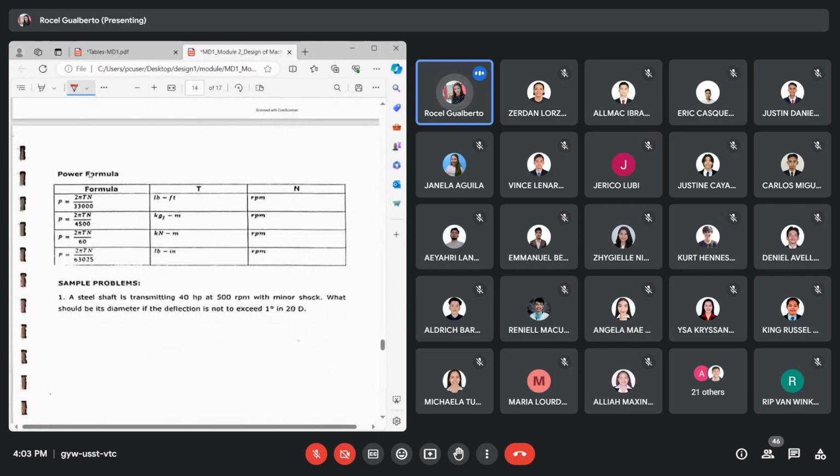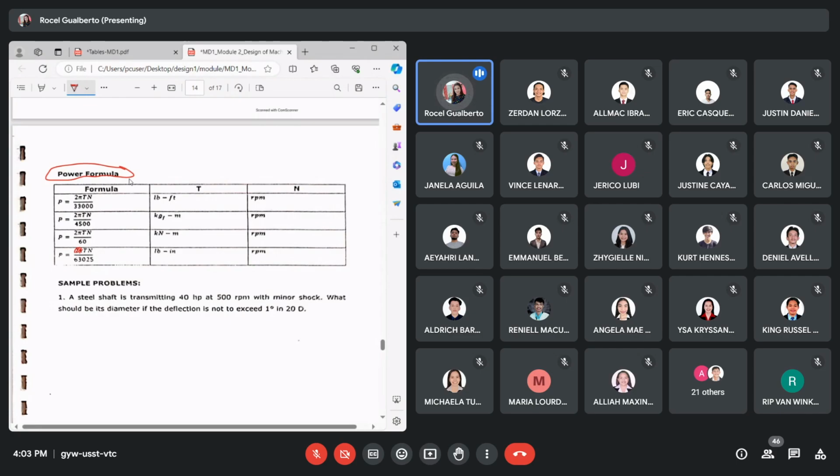So we recall here the power formula. Meron po tayo dito na power formula. Paki-erase lang po dito yung 2 pi. Aalisin po natin dito yung 2 pi. So this is simply Tn over 63025. Ano po yung gamit ng power formula po natin?